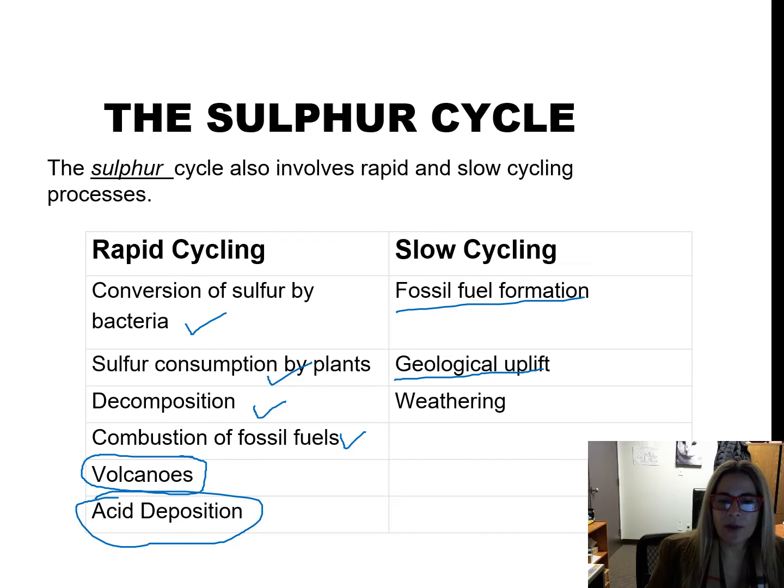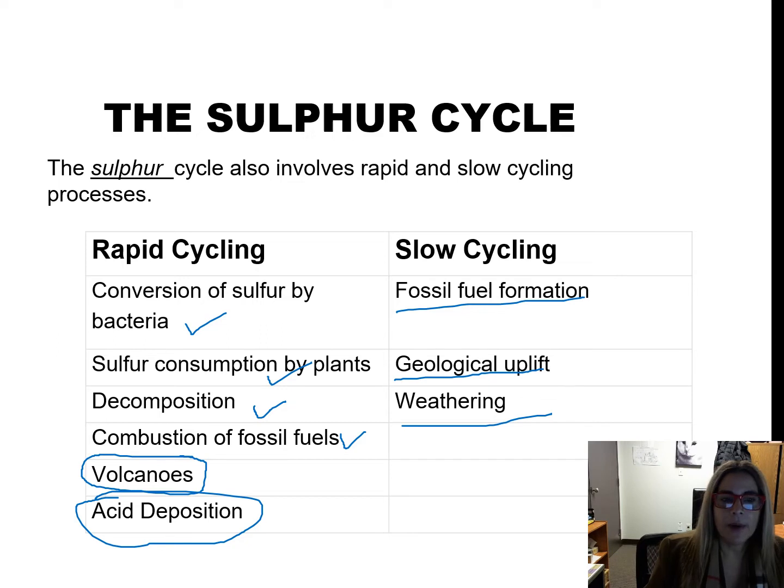Geological uplift and weathering are kind of connected to one another. Geological uplift is when the Earth's crust actually becomes disrupted. So this can be because of an earthquake, for example. And so when the rock layers actually get shifted and pushed up, and then sometimes the weathering will result in the sulfur being released from those rock layers.